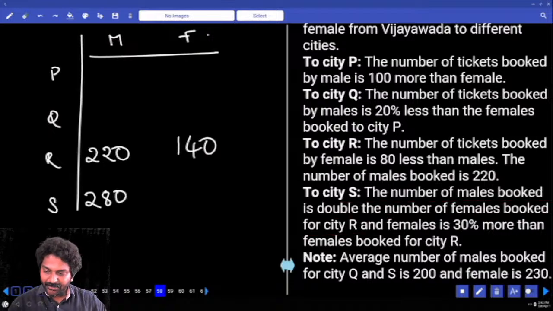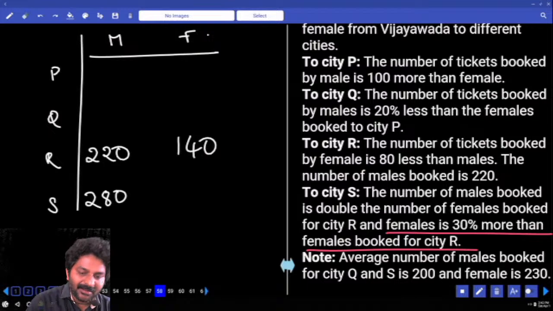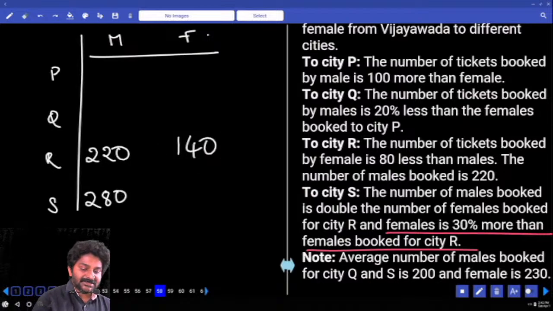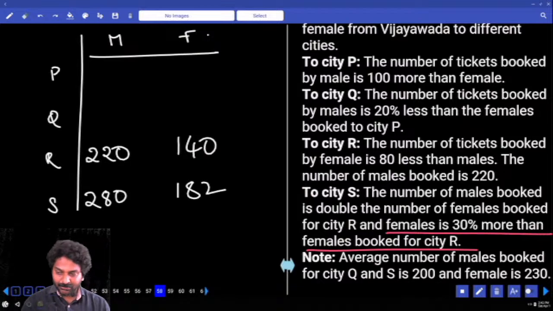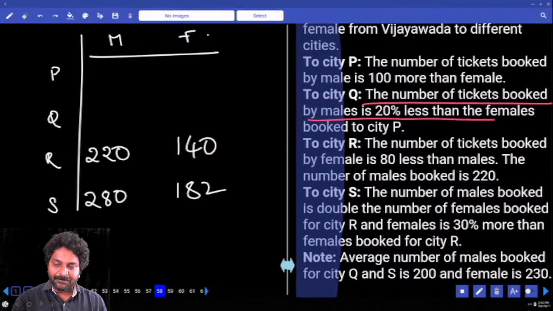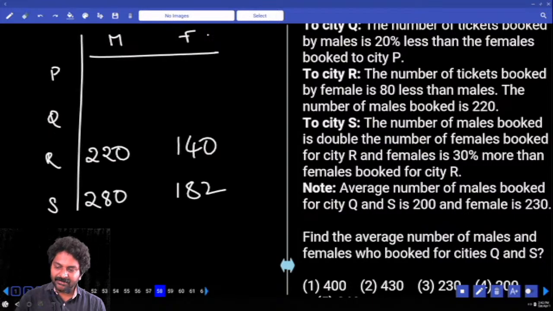Yes, continue. Female is 30% more than female booked for city R. In R we have 140, 30% more. 10% is 14, 30% is 42. 42 more in the sense 182. Continue. Number of tickets booked by male is 100 more than female. We cannot do this now because we don't know how many female are there. Number of tickets booked by male is 20% less than female booked to city. Something else we need. Right.